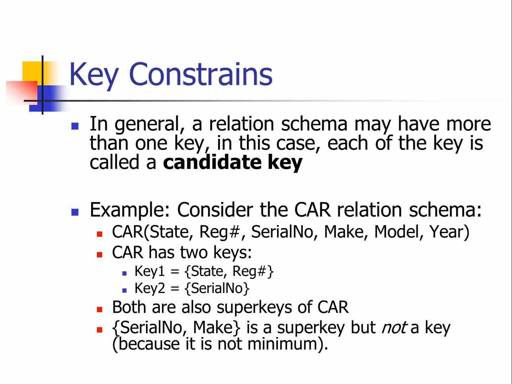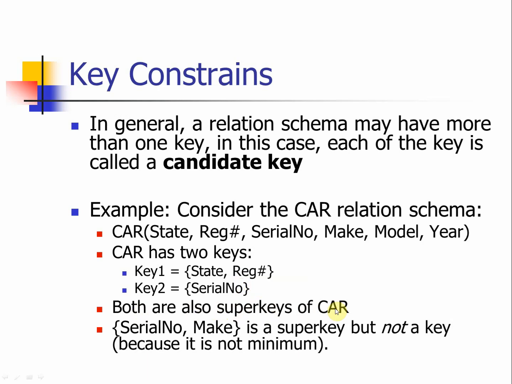The car can have two keys. The first one is a composite primary key, which is the combination of state and registration number. So that can be a key. On the other hand, a serial number or the VIN number itself can be a key as well. So what to choose? It depends on the application, but you understand that both of them are candidate keys.